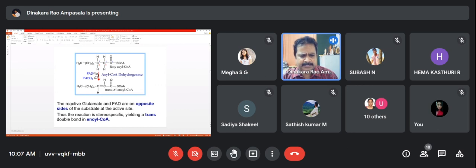So the reactive glutamate and FAD are on the opposite sides of the substrate at the active site. Thus, the reaction is stereospecific, yielding a trans double bond in enoyl CoA. So here, this glutamate and FAD are on opposite sides at the active site, so they will remove the hydrogens.